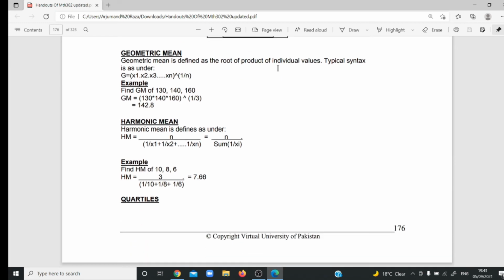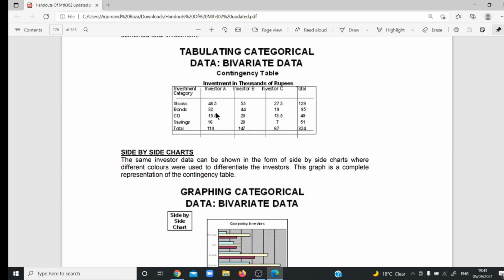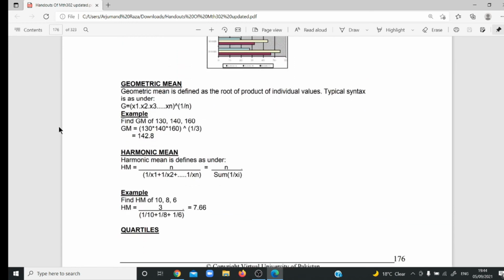Then what is the geometric mean? Geometric mean means that whatever data you have, you just multiply all of them together, then close the bracket, and the exponent should be 1 over n. That's an example. If I have to find the GM, geometric mean, of 130, 140 and 160, what I will do is multiply 130 by 140 and again by 160.